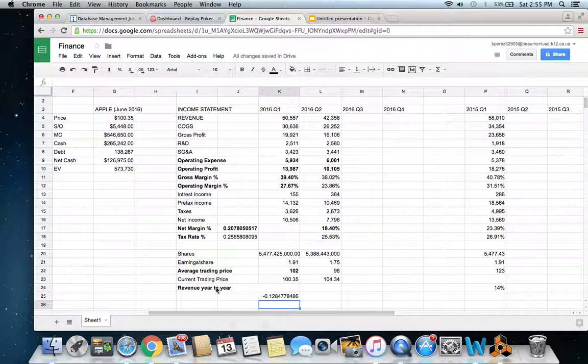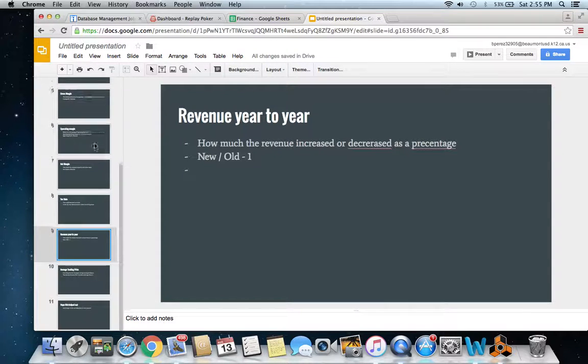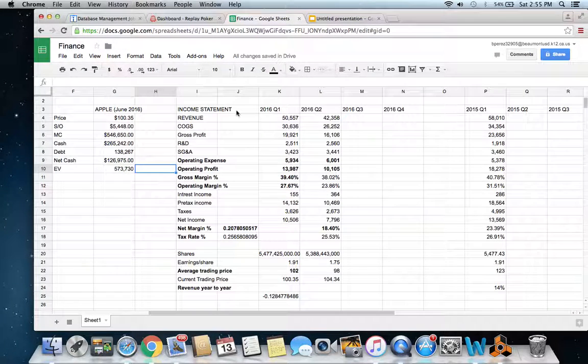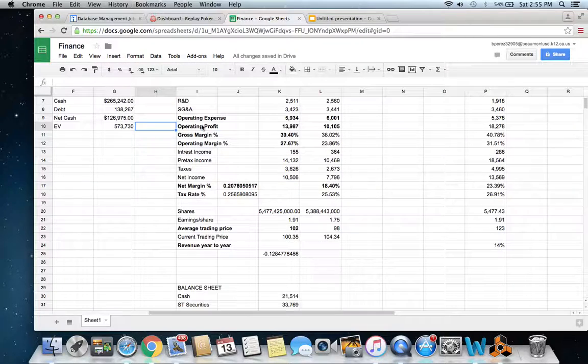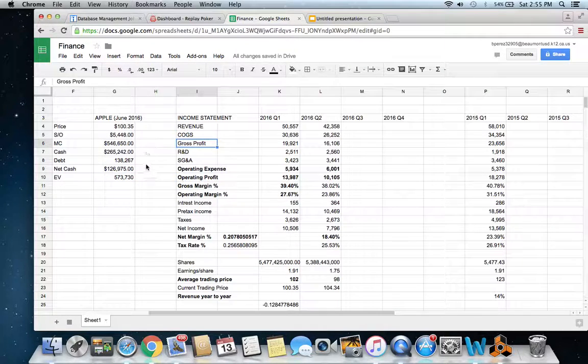And these ratios will give you a better understanding of how the company's running. So I really hope this helped you guys out. Definitely a must when you're valuing income statements.